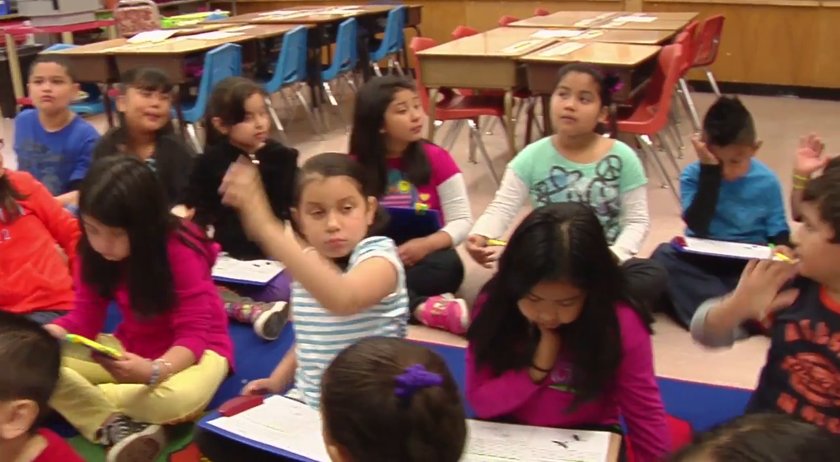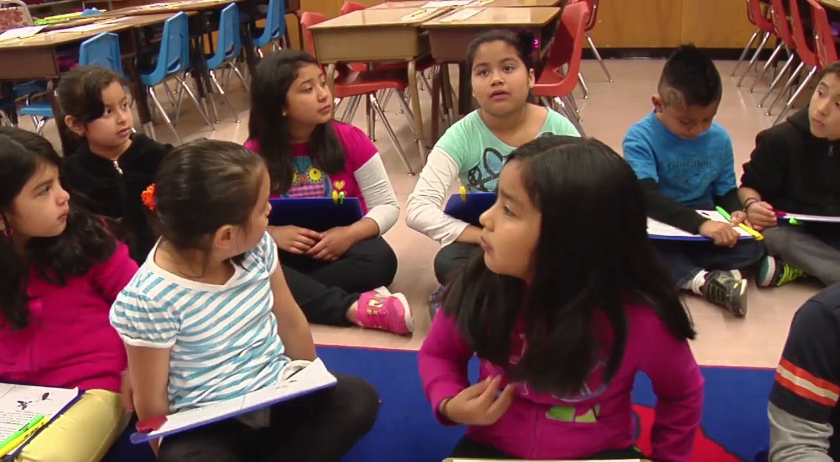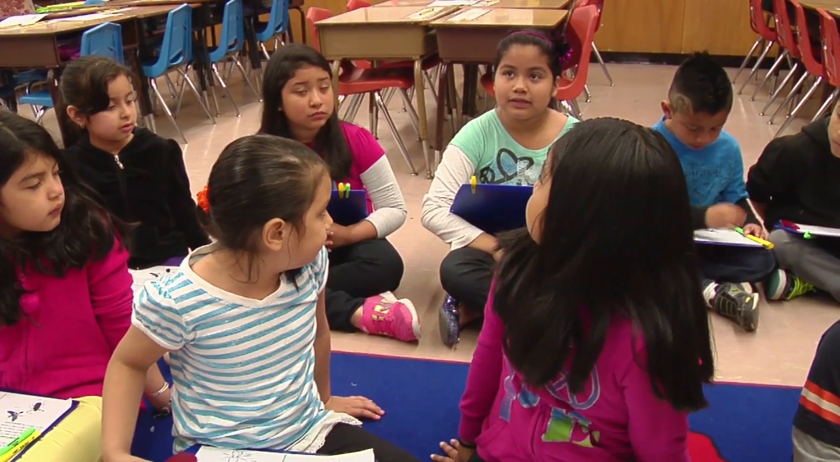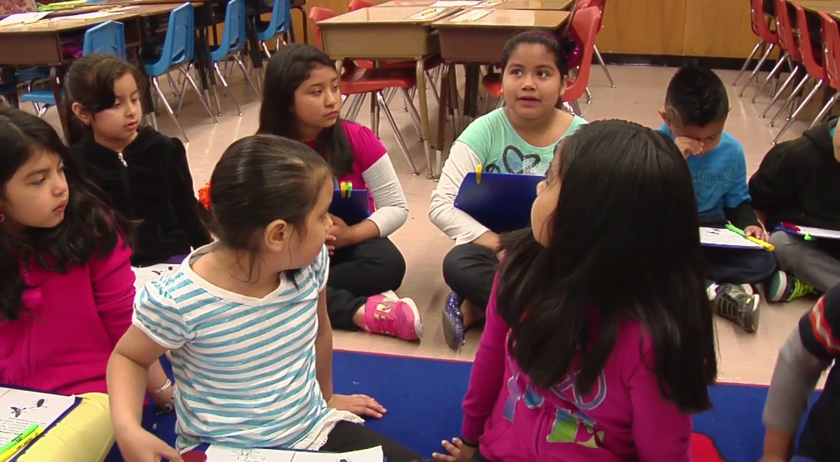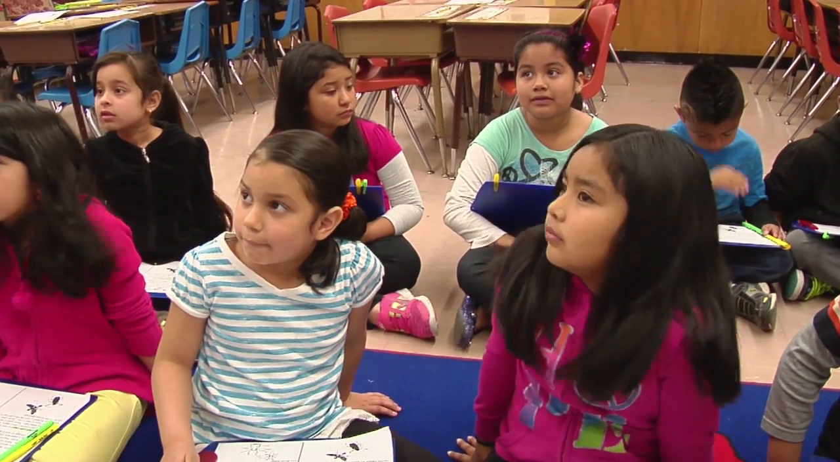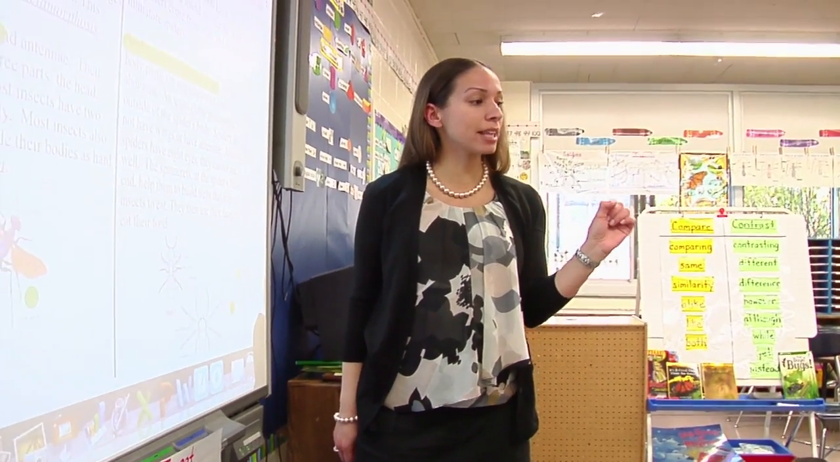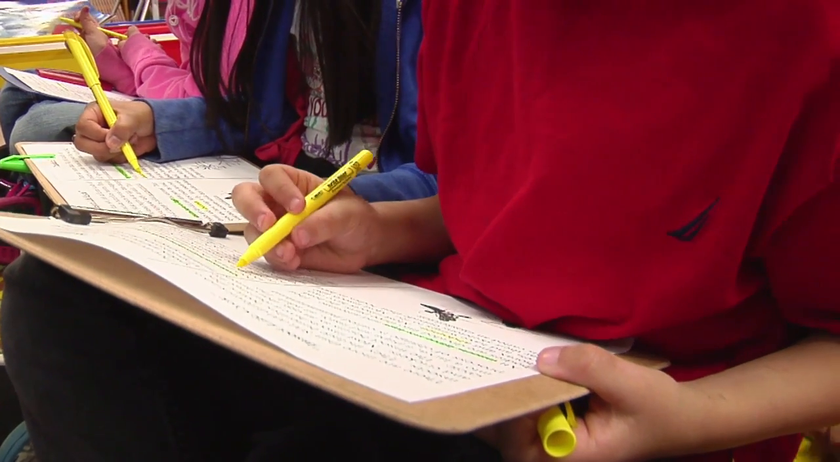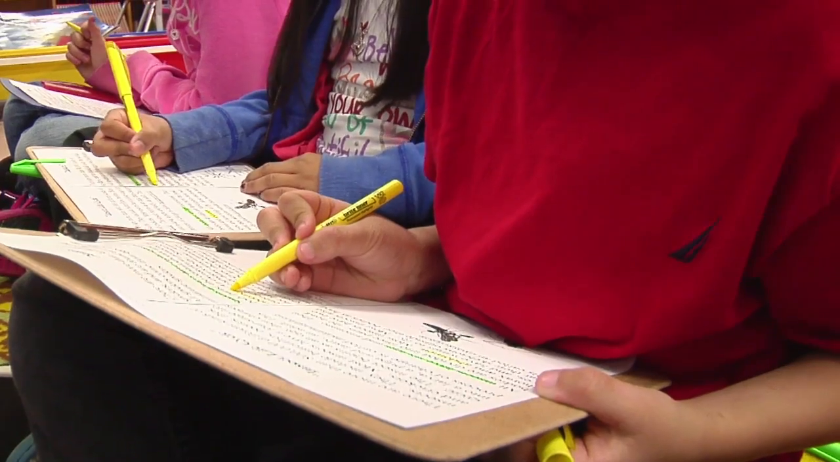Ashley, what is a similarity between insects and spiders? A similarity between insects and spiders is that they both have an abdomen. I love it. So what color highlighter would I use if I'm finding a similarity, Ashley? Yellow. Excellent. Please highlight that information now in your text.